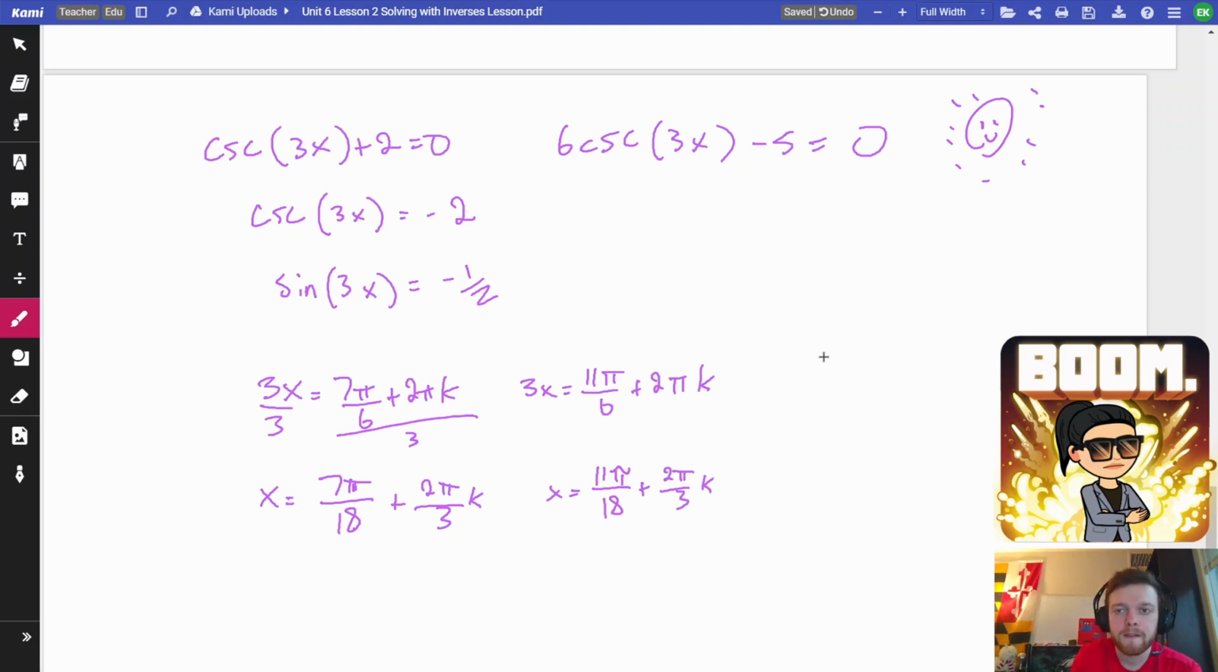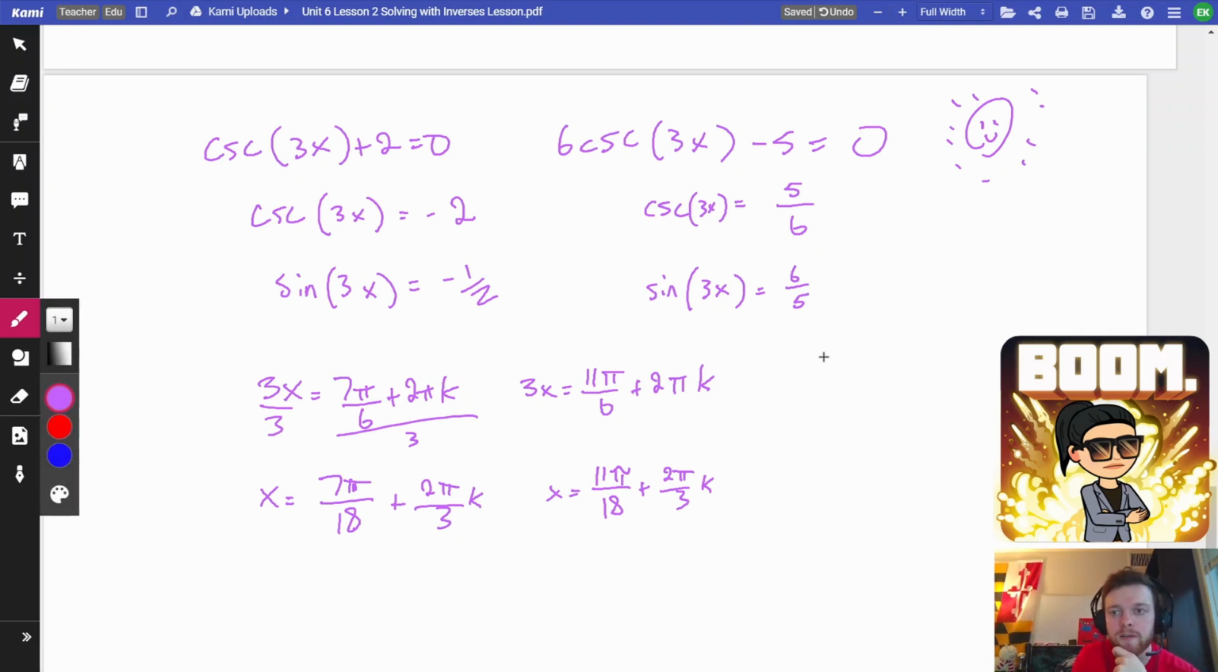All right, this thing I was super happy about. Add 5. Divide by 6. Cosecant 3x is equal to 5/6. When is cosecant 5/6? There's two ways to think about this. When is cosecant 3x equal to 5/6, or when is sine 3x 6/5? Think about the graphs. You could think about either graph too, to be honest, since we've practiced graphing both.